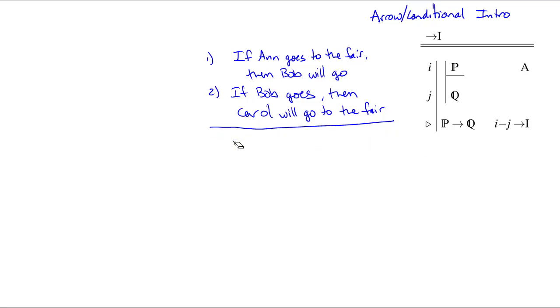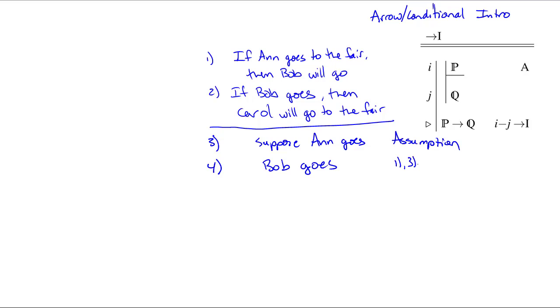Now here is how we could argue this. We don't in fact know that Ann goes, but let's suppose that Ann goes. This is an assumption. Call that line 3. Now, looking at 1 and 3, if Ann goes to the fair, then Bob will go, and we're supposing that Ann goes. This implies that Bob goes to the fair. So that's from lines 1 and 3. Now if we look at 2 and 4, if Bob goes, then Carol will go, and 4 tells us that Bob goes, then we get that Carol goes to the fair.